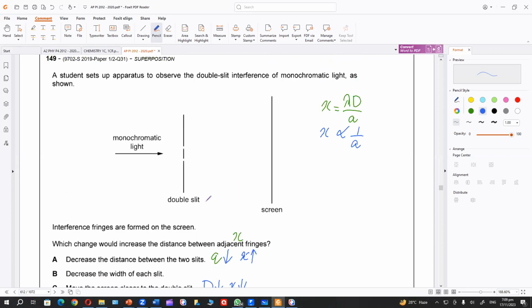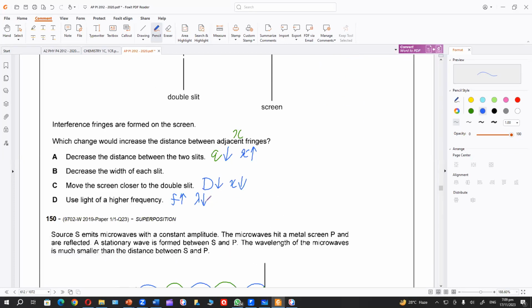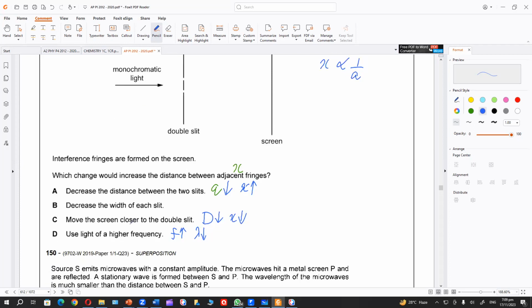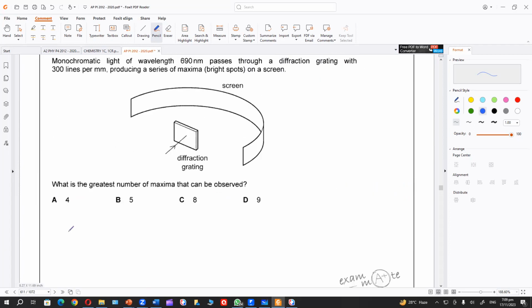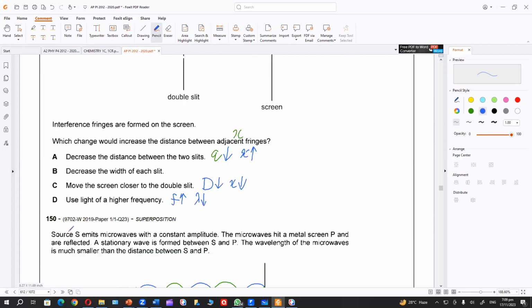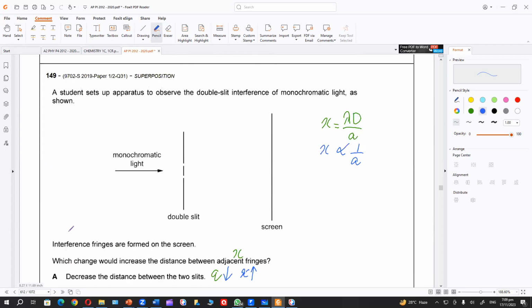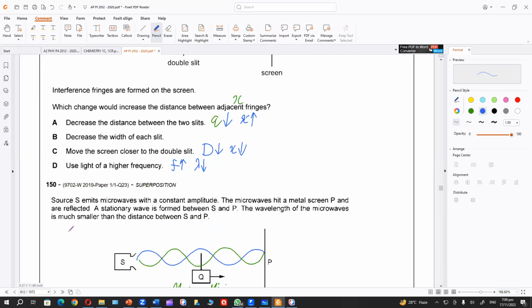And when you see this, lambda and frequency, you have to make a relation between which will increase the distance between adjacent fringes. So when you say it's inversely proportional, it will decrease the X. Why would we want to decrease the X when we want to increase it? Remember that frequency and wavelength are inversely proportional.